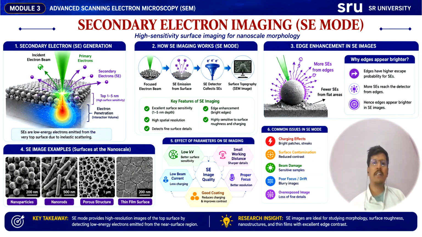One of the major advantages of secondary electron imaging is its outstanding topographic contrast. Features such as edges, corners, pores, cracks, fibers, nanoparticles and rough surfaces are shown clearly, because they emit different numbers of secondary electrons.